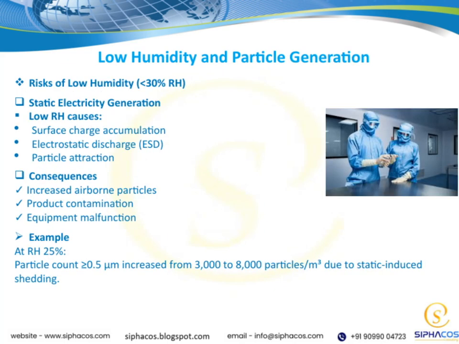Let's talk about what happens when humidity drops below 30%. Low humidity leads to static electricity building up on surfaces. This causes electrostatic discharges, which in turn attract particles. The result? More airborne particles floating around, higher risks of contaminating products, and even equipment glitches. For example, at just 25% humidity, the particle count jumped from 3,000 to 8,000 per cubic meter, all because static made particles shed into the air. It's a chain reaction we need to manage carefully.